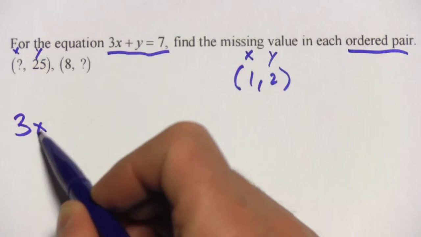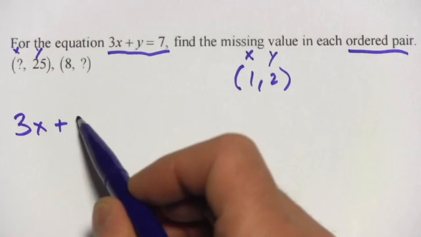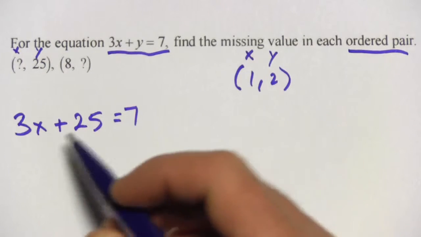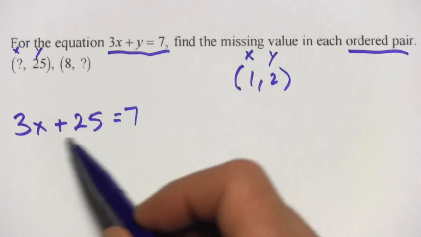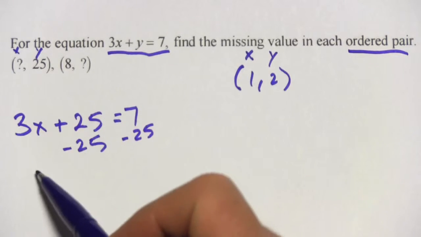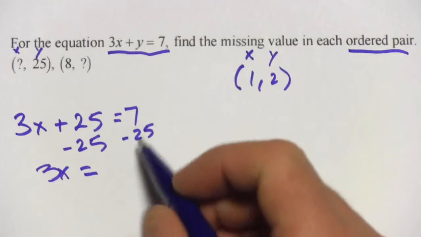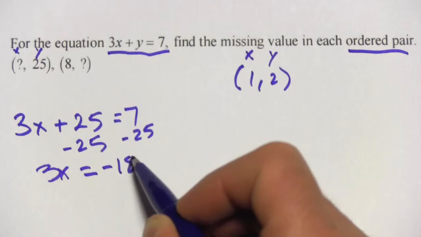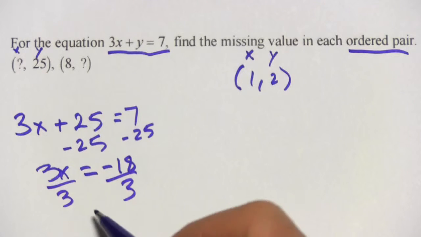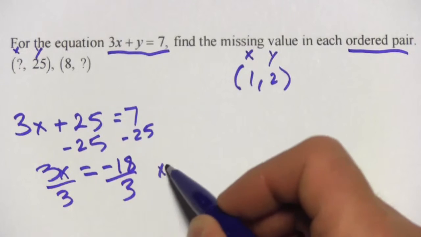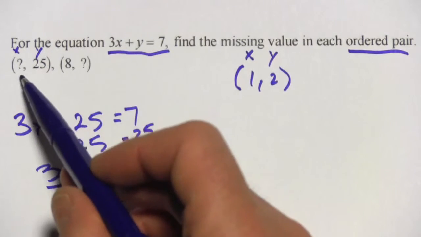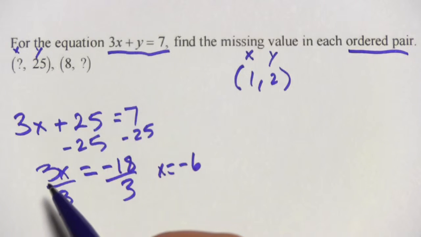I've got 3x plus, and I'm putting in 25 for y, equals 7. So now we need to solve this for x. So let's see, we need to get rid of this extra term here. So I'm going to subtract 25 from both sides. So we've got 3x equals negative 18. And then we're going to divide both sides by 3. And so we get x equals negative 6. So in the missing pair there, we got negative 6, comma 25.